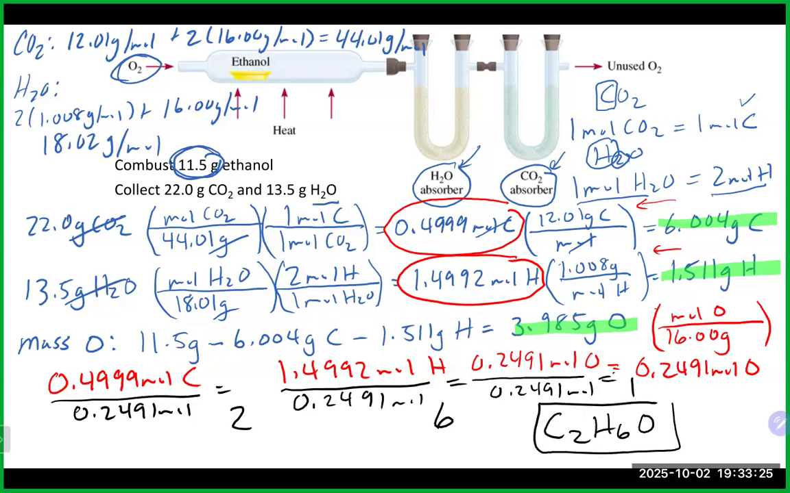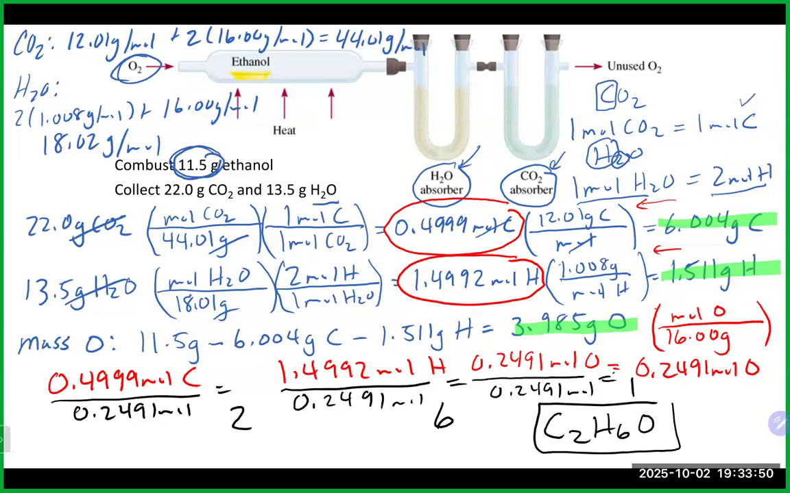Yeah, so this is combustion analysis, usually again used for some type of organic compound that contains those 3 elements, where you collect the hydrogen through the water, collect the carbon through the CO2, get the mass of each of those and subtract from the original to get the oxygen, and then just basically do an empirical formula calculation. Any questions on any of those there?